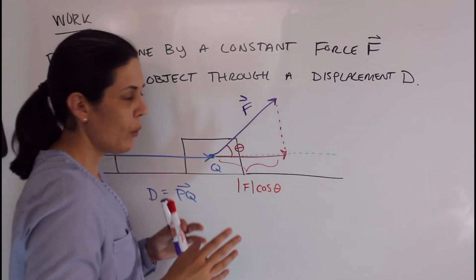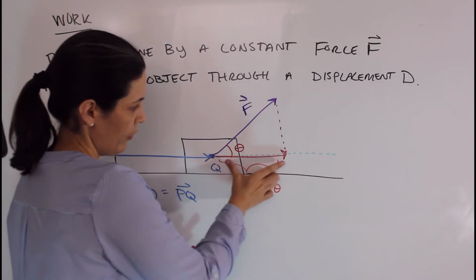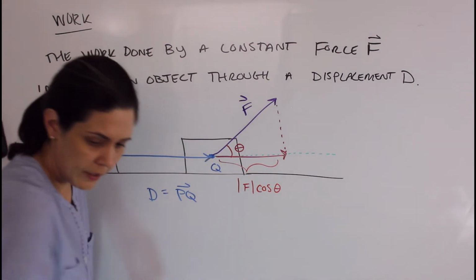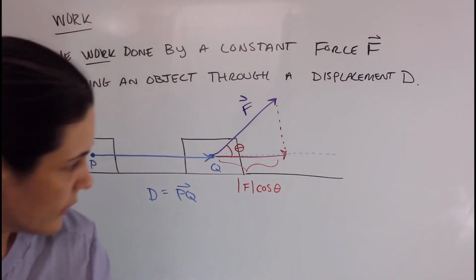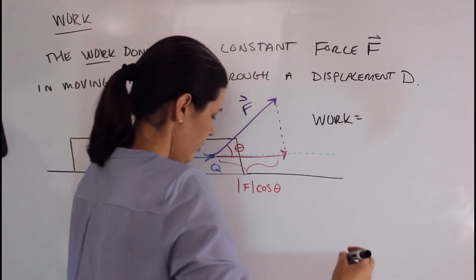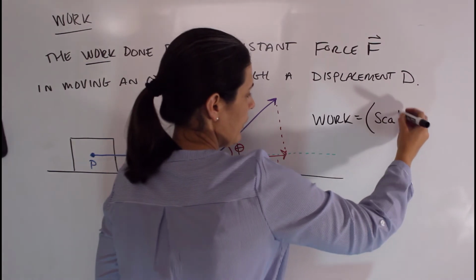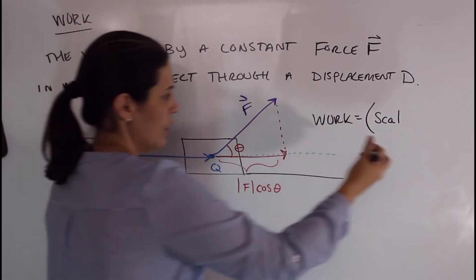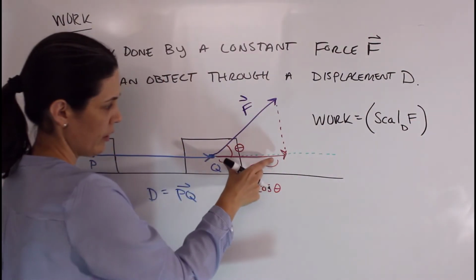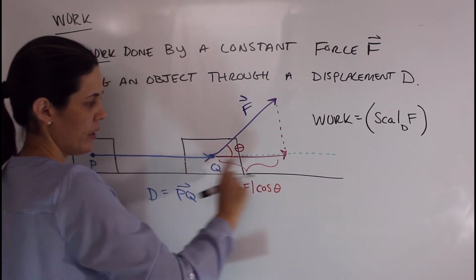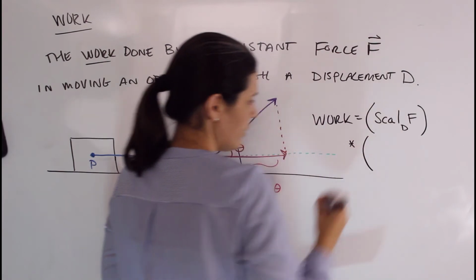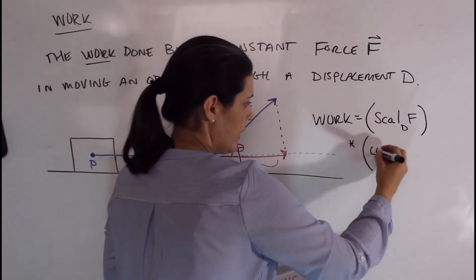And if you forget this, you can always use trigonometry to solve for this length, okay? Thinking of this as a right triangle. All right, so then let's put this together. And so the work is equal to the following. So work is the scalar component of the projection vector. So the scalar component of F onto D, okay, this part here, times, let's see, I'll kind of move down here, so times the length of D.